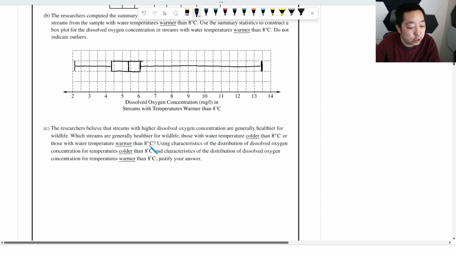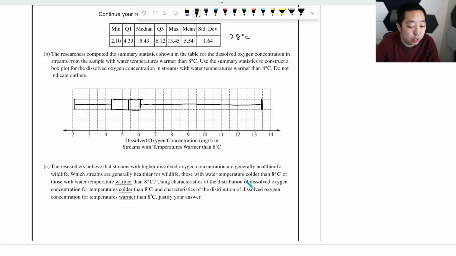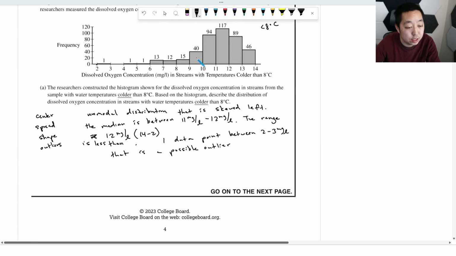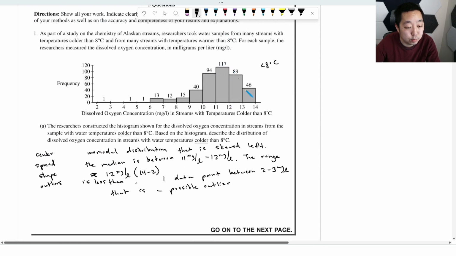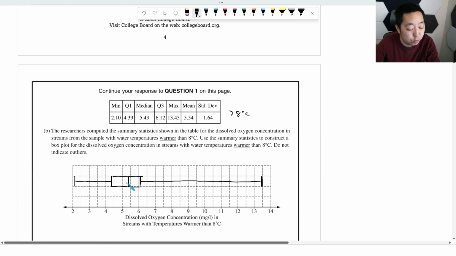The researchers believe that streams with higher dissolved oxygen concentration are generally healthier for wildlife. Which streams are generally healthier for wildlife? Those with water temperatures colder or higher. So basically they want a higher number here. Well, in general, I would say the center for the colder ones looks better, right? Between 11 and 12 is kind of where that center is. And here the median is like 5.43.